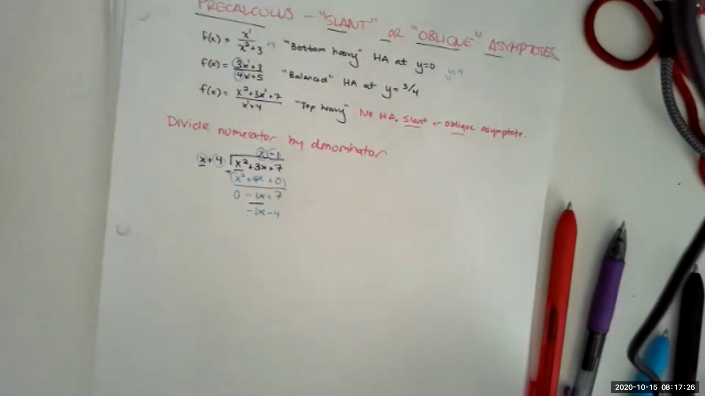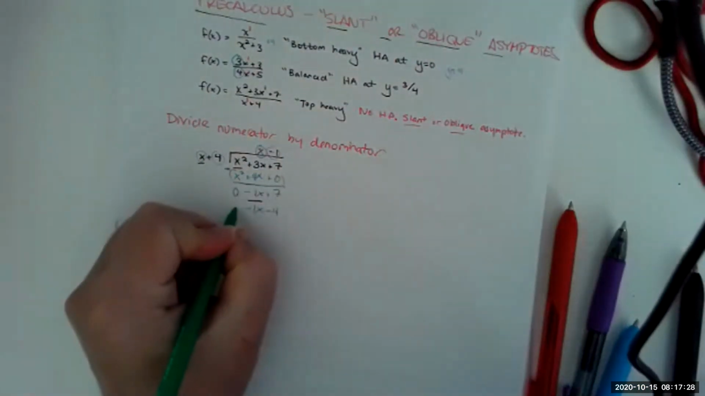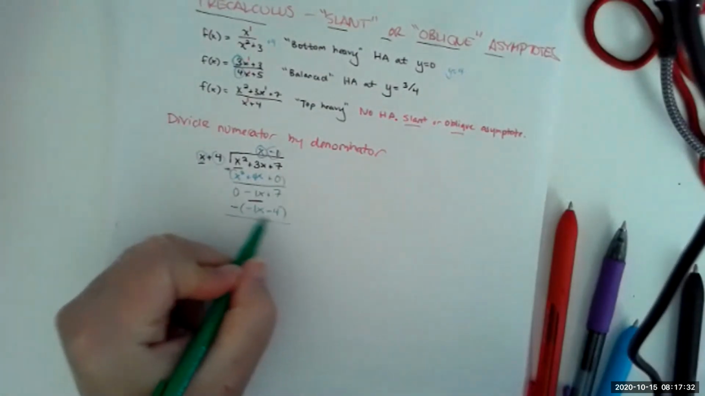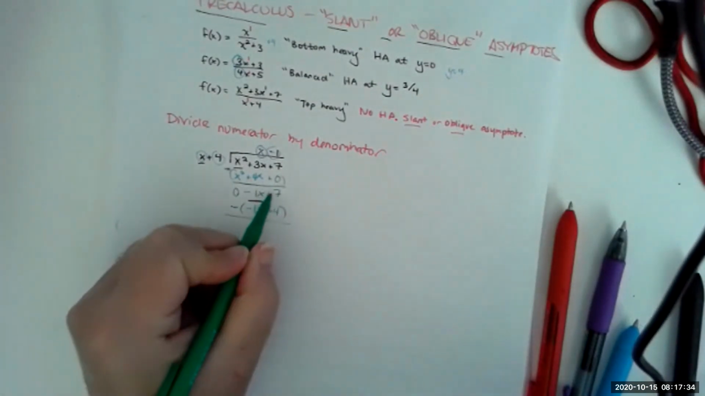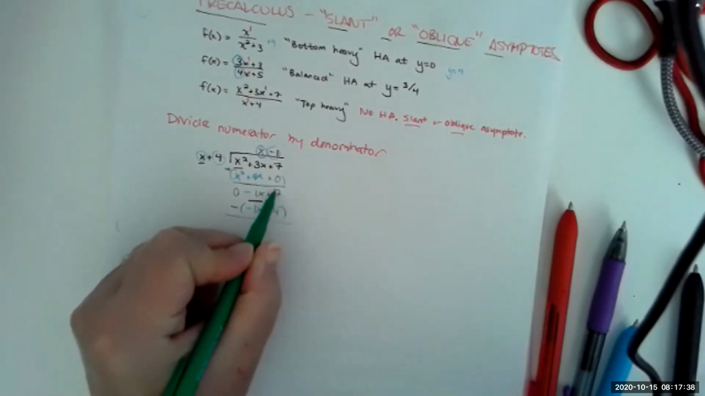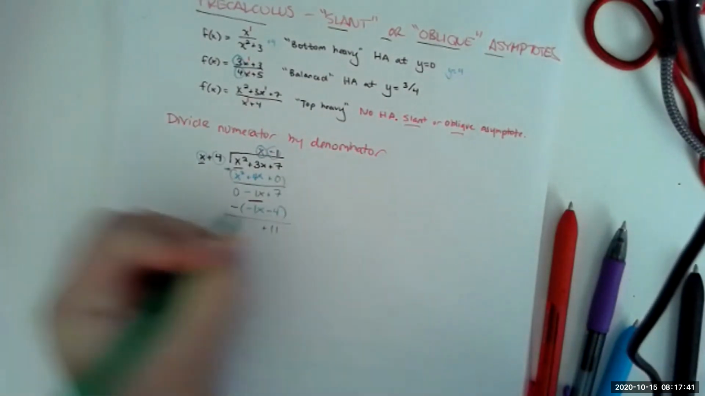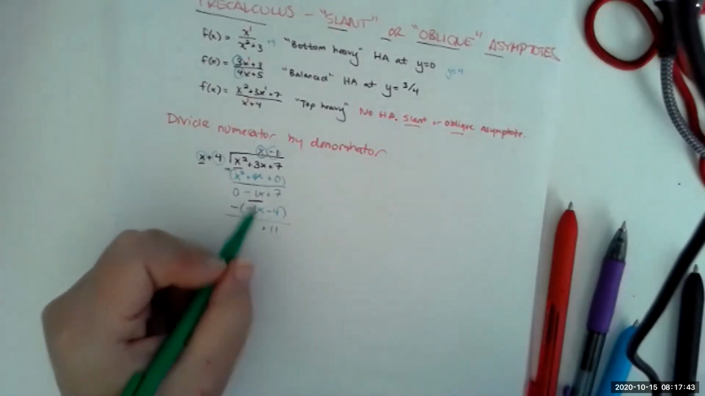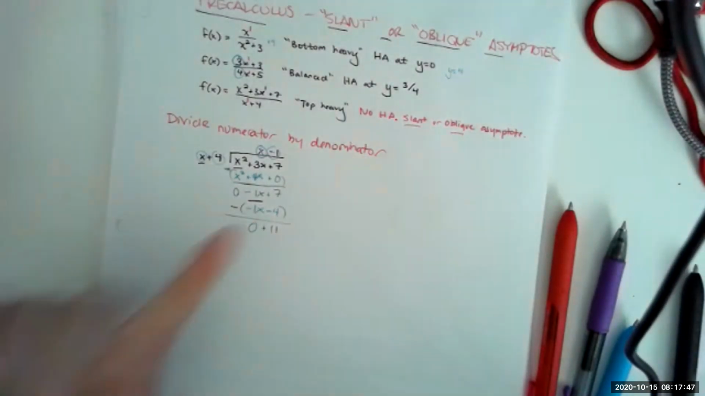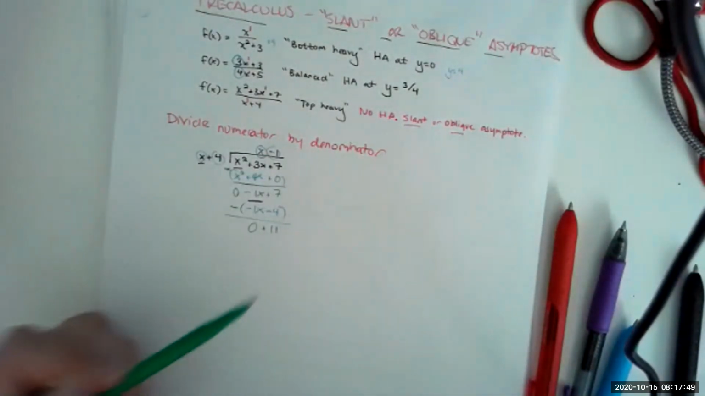And then I will subtract again. So we're subtracting this entire expression from this. So 7 minus negative 4, that's 7 plus 4, or positive 11. And then negative 1x minus negative 1x is 0, as it should be, because that's why we divided in the first place.